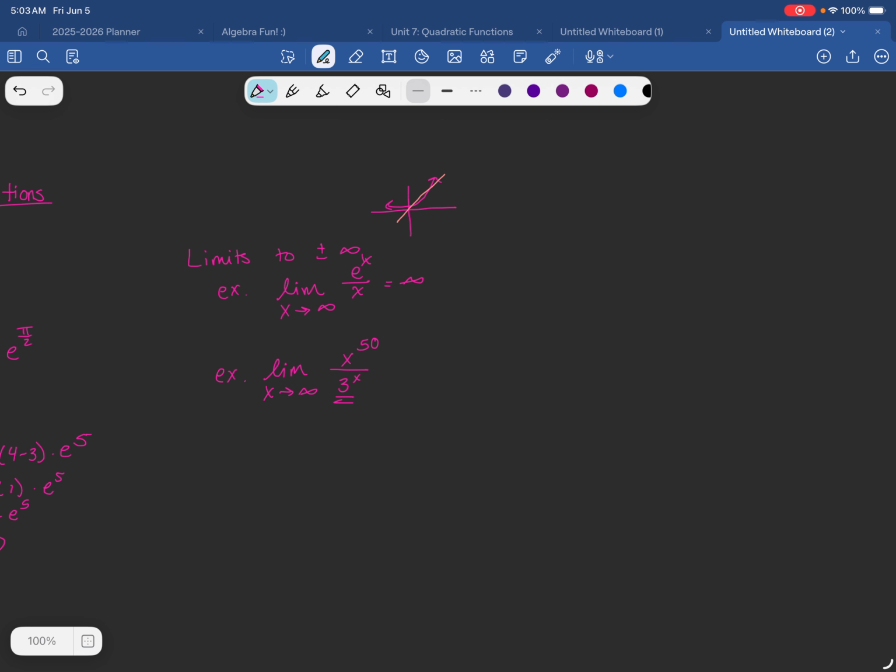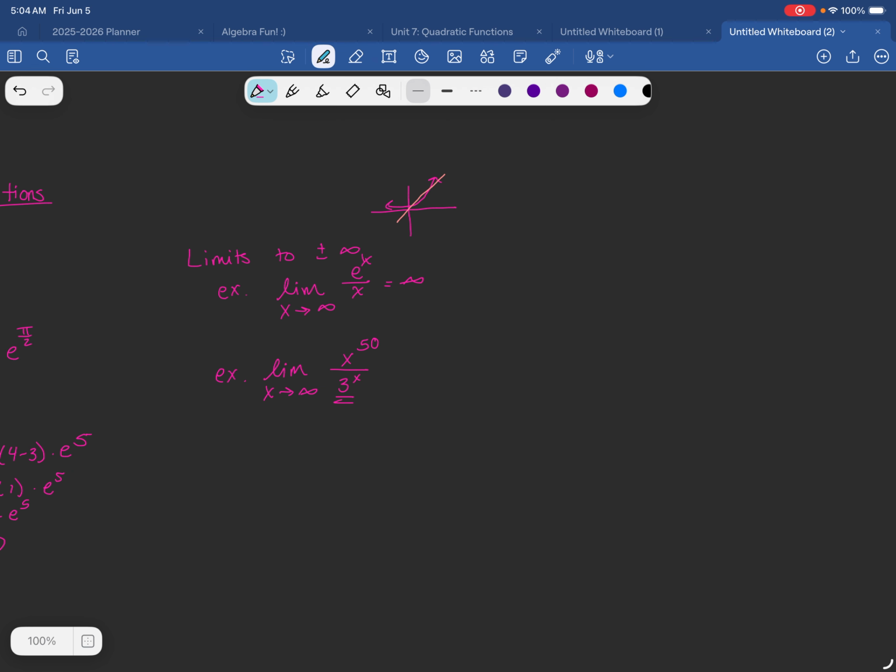So although at the beginning, x to the 50th is going to have a steeper rate of change, it's going to get larger faster. By the time we get all the way to infinity, this 3 to the x is going to be significantly larger because x to the 50th is finite, right? I'm multiplying an insanely large number by itself 50 times. Yes, crazy big number.